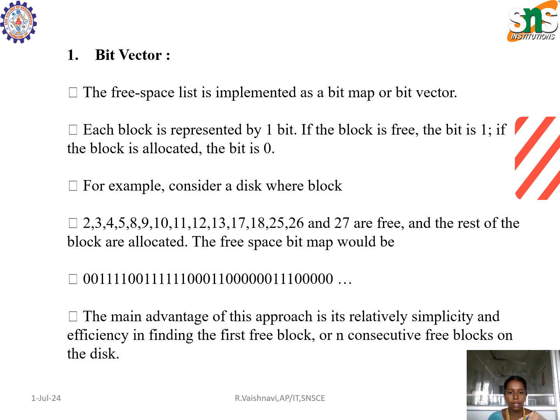For example, consider a disk where the blocks numbered 2, 3, 4, 5, 8, 9, 10, 11, 12, 13, 17, 18, 25, 26 and 27 are free and the rest of the blocks are allocated. The free space bitmap would be as shown here. The main advantage of this approach is that it is relatively simple and efficient in finding the first free block and n consecutive free blocks on the disk.